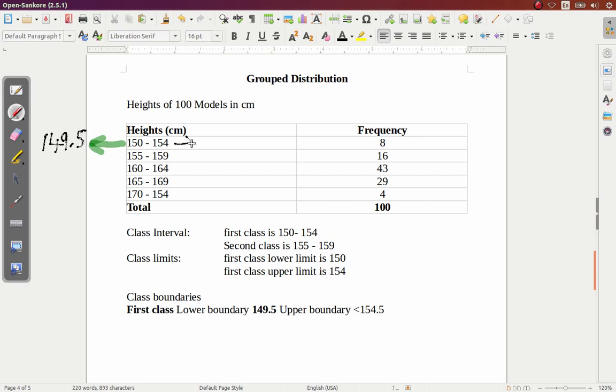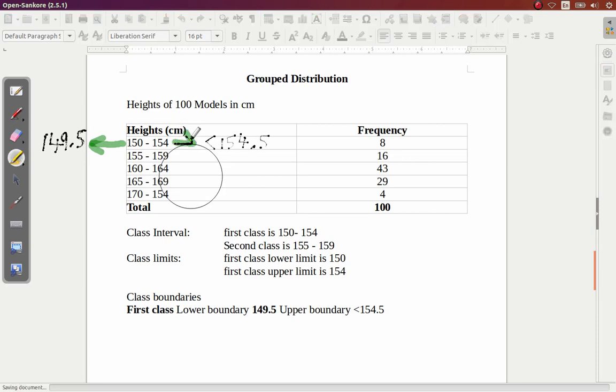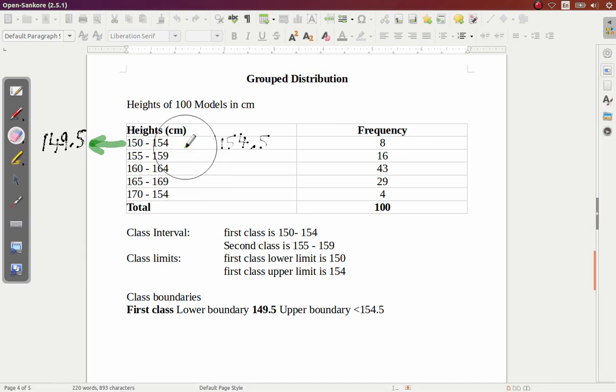You could also have measured as high as a value less than 154.5, right? You could have done that, and you would still include these values in the first class.